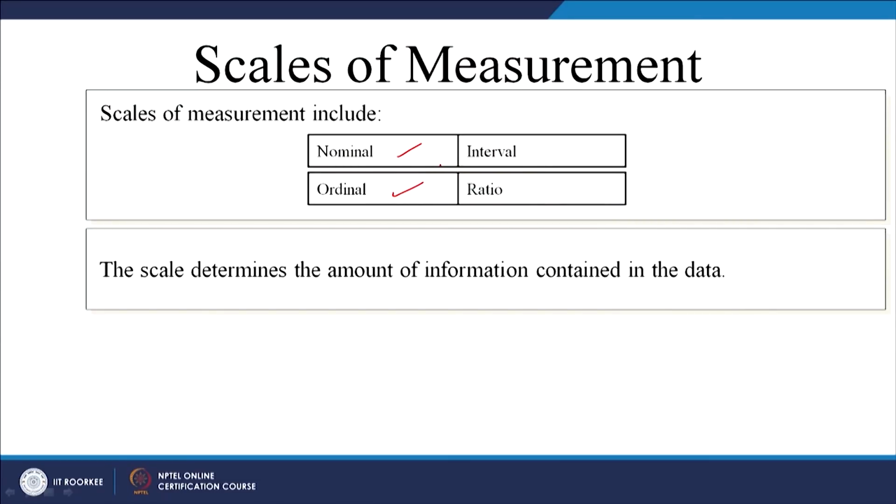As you are aware, in the previous session we were looking at different types of scales of measurement, and we have seen that basically there are two types of scales, numeric and non-numeric. So, you can say that non-numeric scales are nominal and ordinal, and numeric scales are interval and ratio.